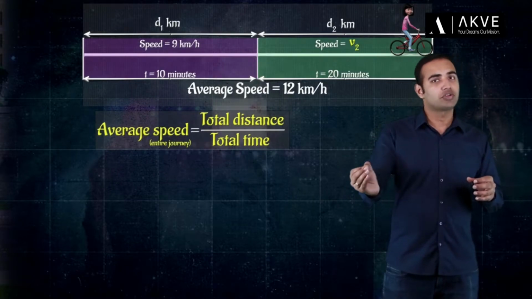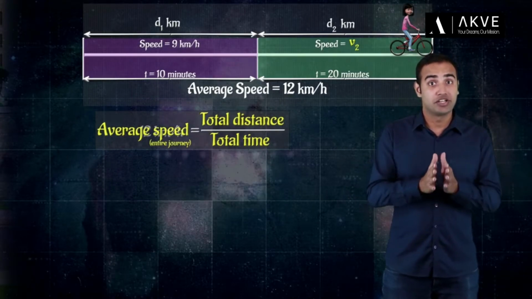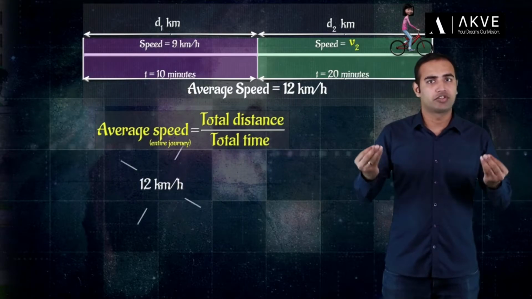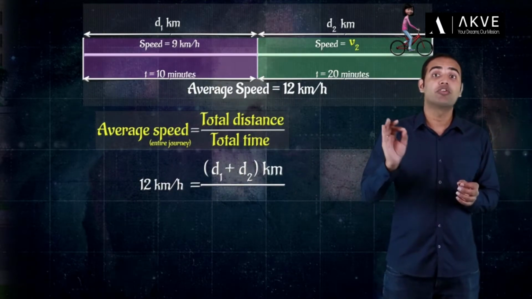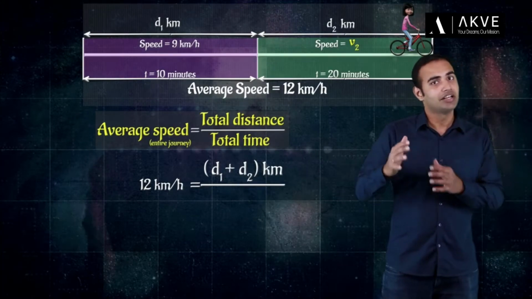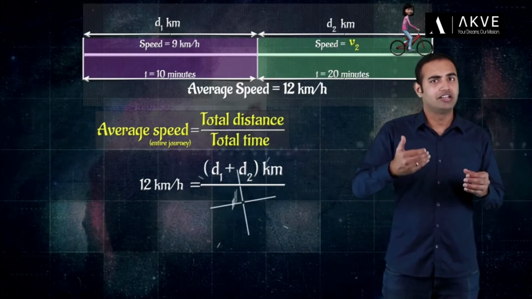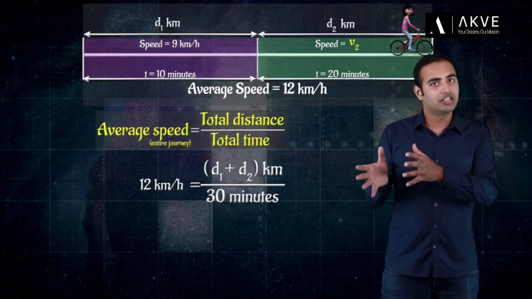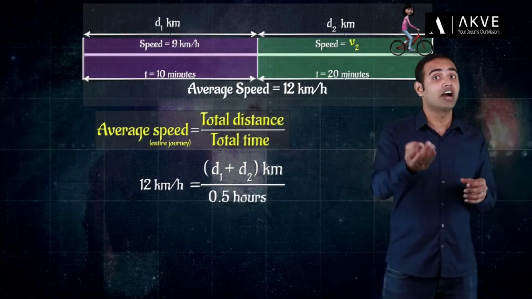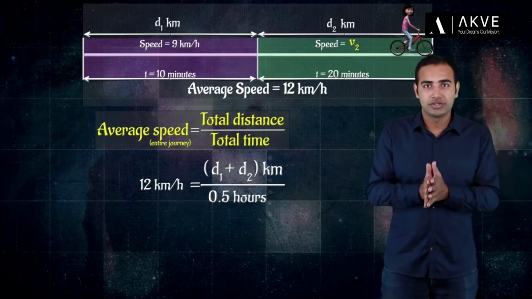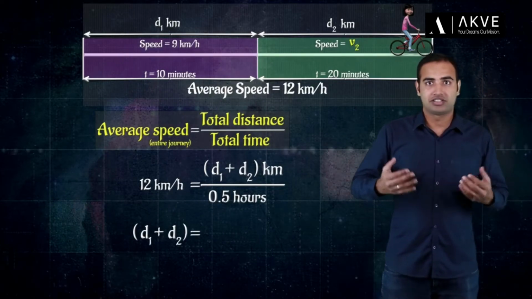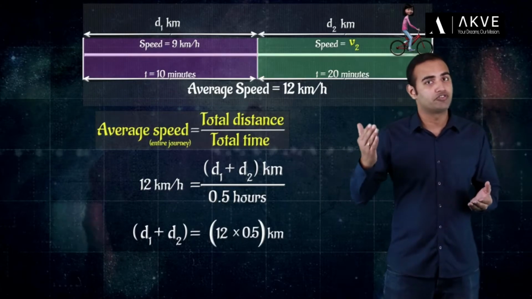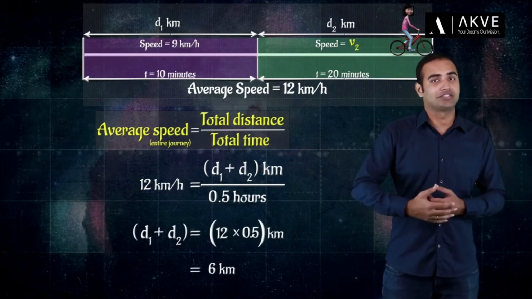The problem has already given us the value of average speed for the entire journey, which is 12 kilometers per hour. On top of that, the problem has also given us the value of total time taken, which is nothing but 10 minutes plus 20 minutes or 30 minutes of total time. Now converting this to hours, we get 0.5 hours. So substituting these values in the equation, we can calculate the value of total distance, which is nothing but 12 multiplied by 0.5 or 6 kilometers.